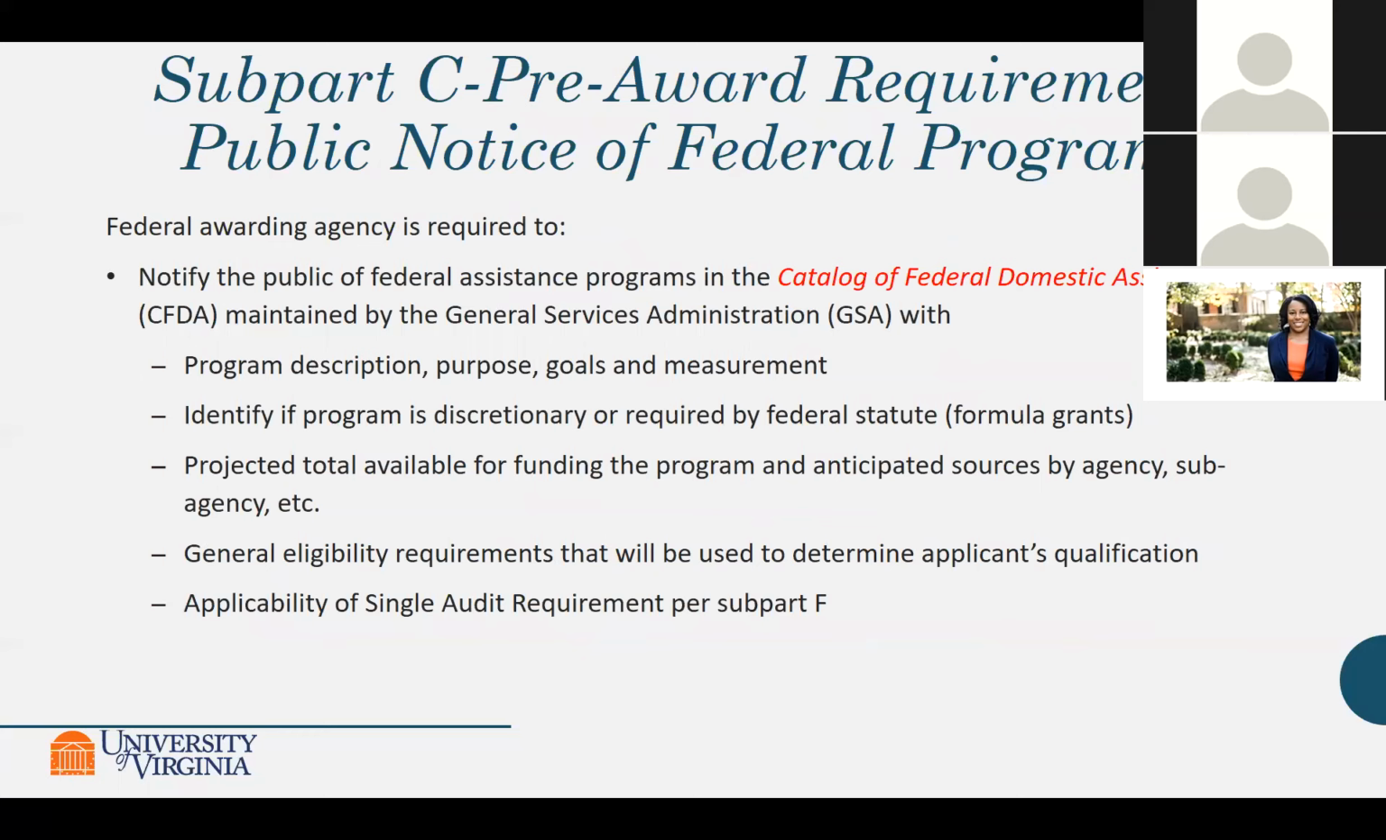Yeah, so the federal awarding agency is required to notify the public of federal assistance programs in the catalog of federal domestic assistance, which is maintained by the General Services Administration. And there's a whole host of requirements that they're required to list.